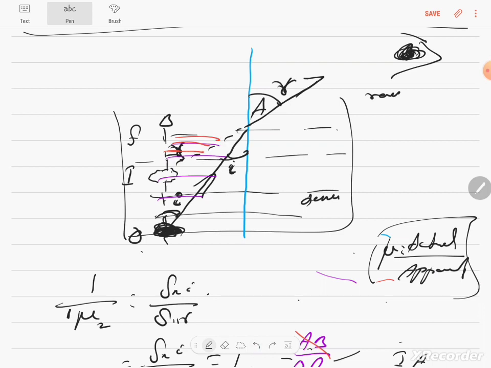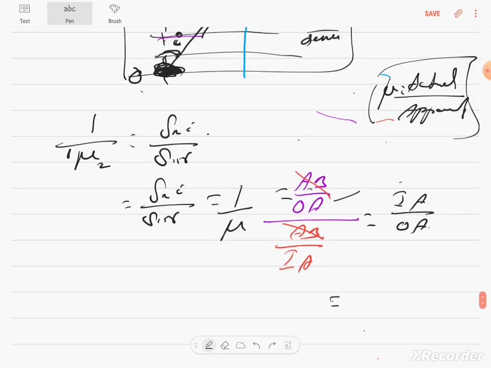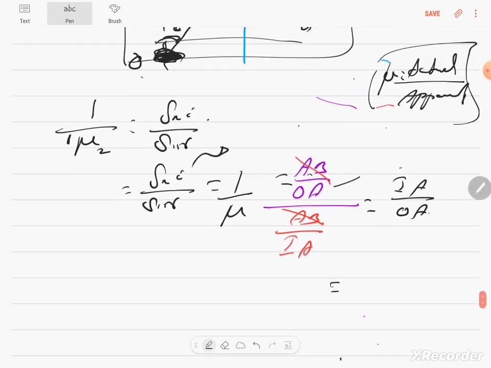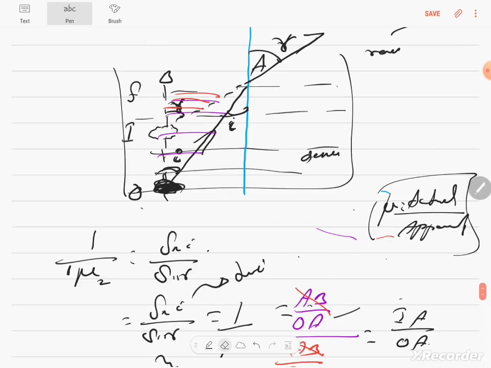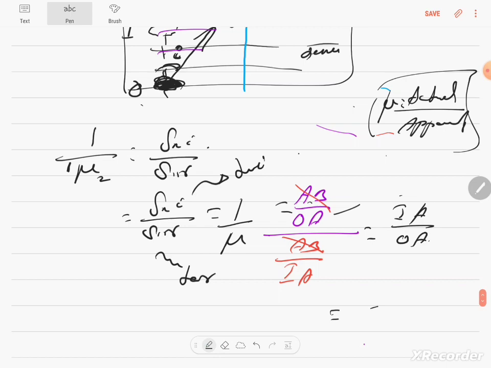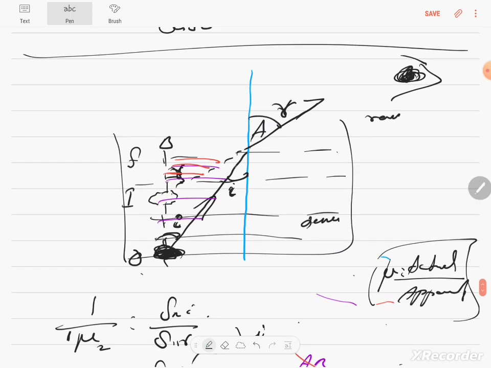In physics you can take hypotenuse to be approximately equal to height. Sin theta can be written as tan I. Sin R can be written as tan R. The angles are small, so they consider it like that. So now it will be I equal to I. Instead of IA you can write the height, IB, and instead of OA you can write OB.